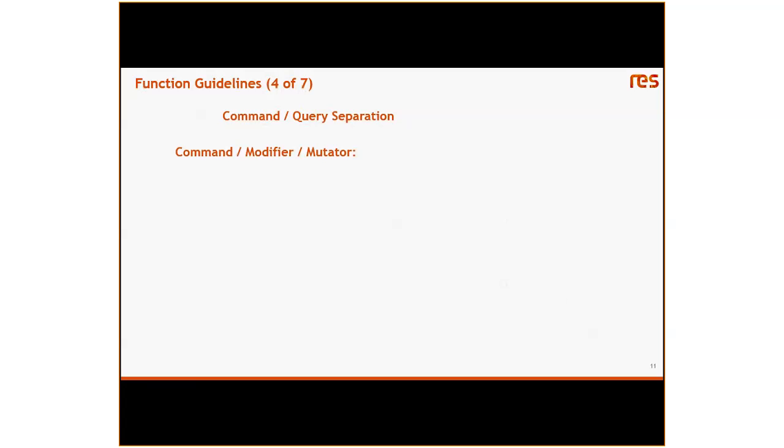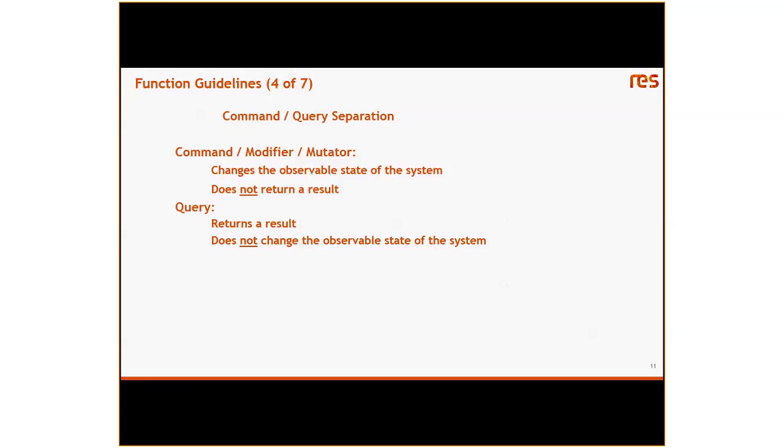And functions that are commands, modifiers, or mutators are actually changing the state of the system. They're carrying out some change, but they don't normally return a result. So they're potentially updating a calculation, for example, but they wouldn't return the result of that calculation. And the flip side of that is a query, where you are returning a value, but you're not changing the observable state of the system. And a function should really either be a command, modifier, mutator, or a query, but not both.